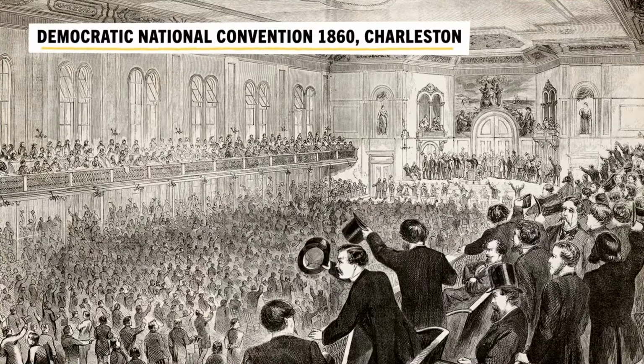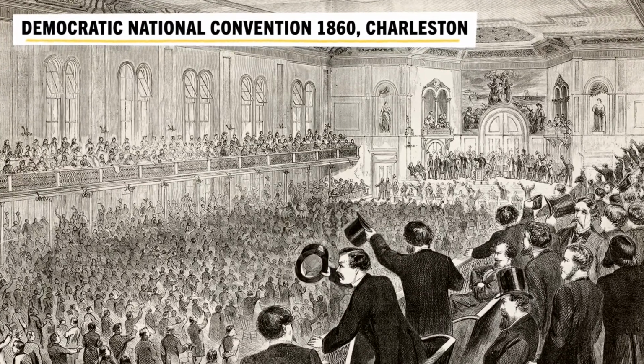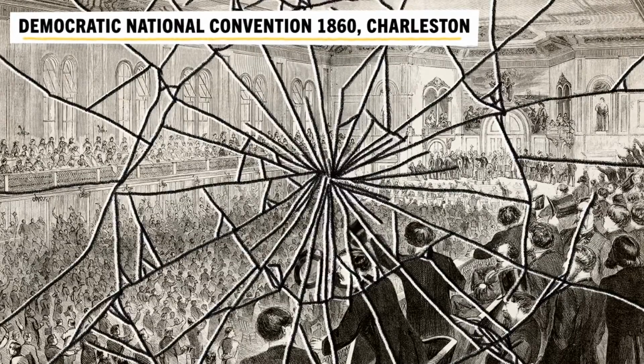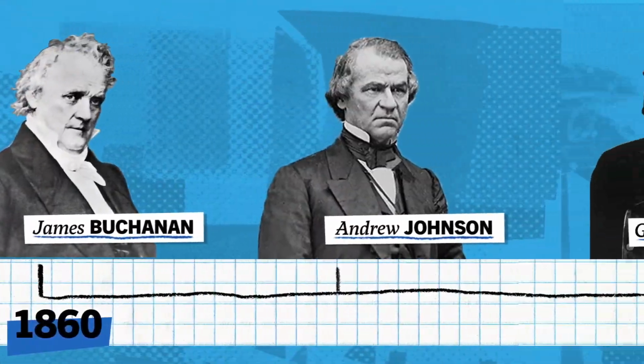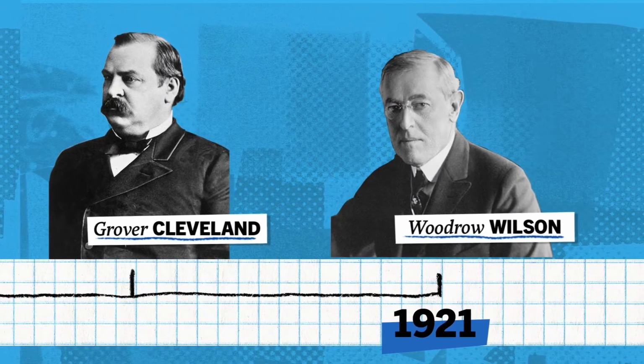In 1860, on the eve of the American Civil War, the Democratic Party itself split over the issue of slavery. As a result, only 4 Democratic presidents served between 1860 and 1921.